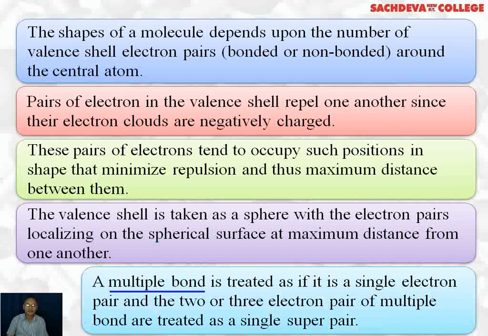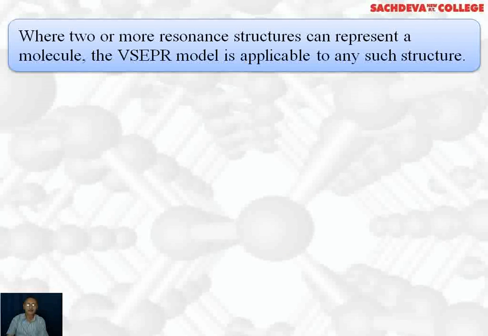A multiple bond is treated as if it is a single electron pair, and the 2 or 3 electron pairs of multiple bonds are treated as a single super pair for finding out the shapes by VSEPR theory. Where we have two or more resonating structures, the VSEPR model is applicable to any such structure to find out its geometry.